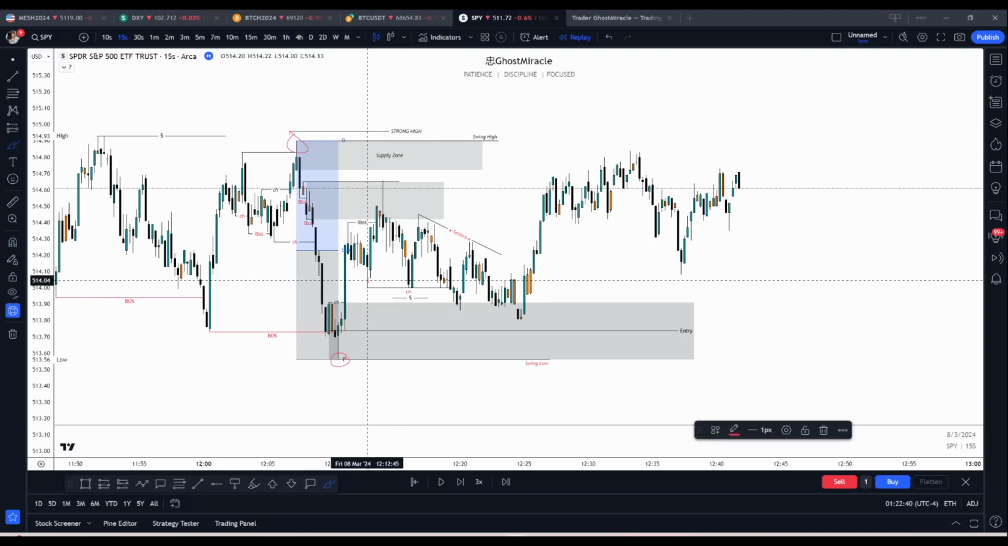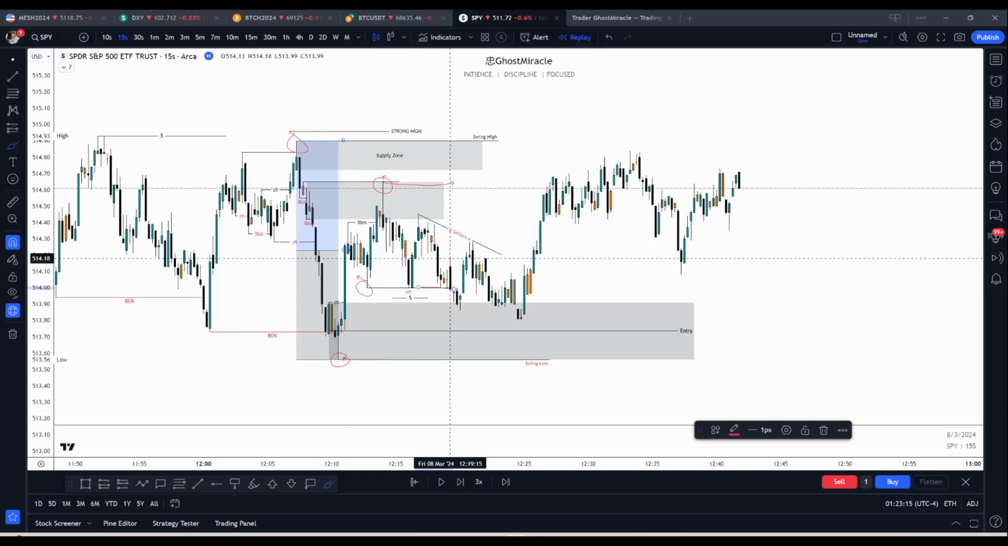Or no, this low isn't weak. Here, this low is not weak there because it broke structure, right? So this is a strong low, but this leg here, this high failed to break this low. So now you have a weak high. This low failed to break this high. So now you have a weak low.